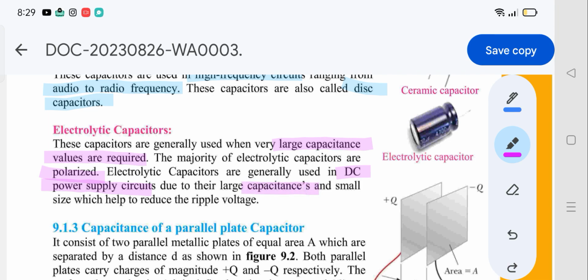As we have already discussed, when we require a large capacitance, we use the electrolytic capacitor. Electrolytic capacitors are polarized, and we use them in DC power supply circuits because they provide large capacitance in a very small size, which helps them to reduce the ripple voltage, right?